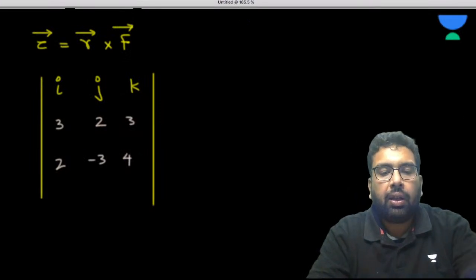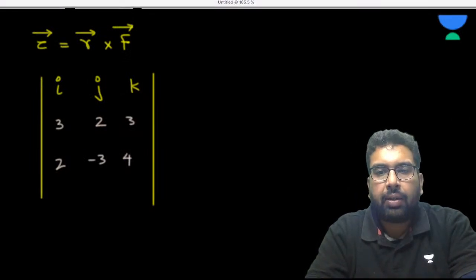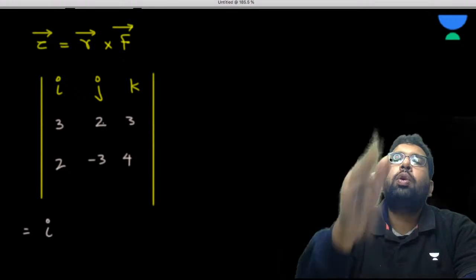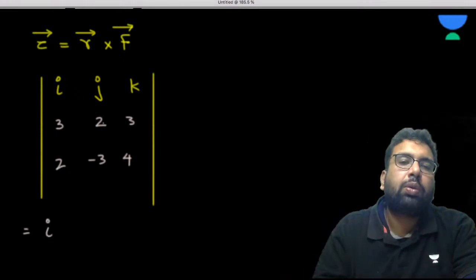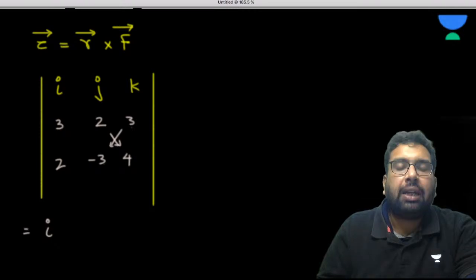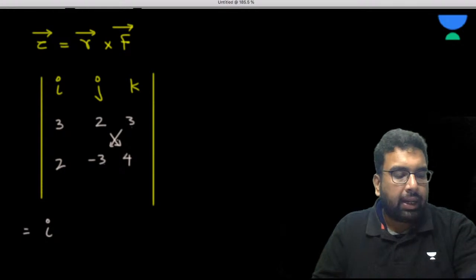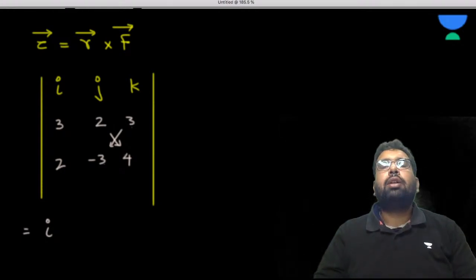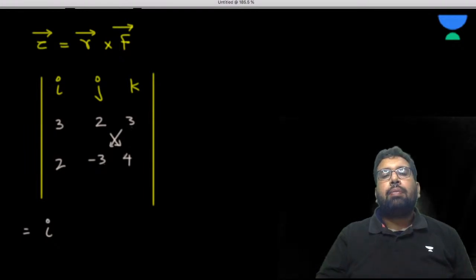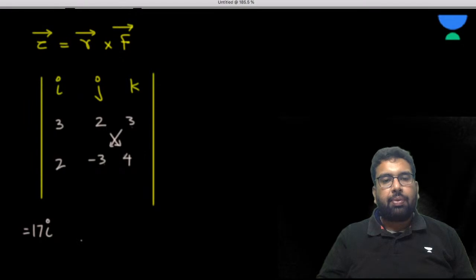Okay, now I'll be writing the determinant. See, it is very, very simple. How are we going to do it? Firstly, it is i. Now see how we are writing. We have to do it in our mind and save some time also. 2 cross 4 minus 3 into minus 3. So 2 times 4 is how much? 8. And this is minus of minus 9, so 8 plus 9 will become 17 of i, isn't it?